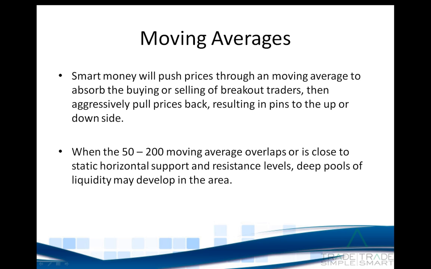So just like with the Fibonacci internal retracements, when the 50 or the 200 moving average overlaps or is close to static horizontal support and resistance levels, deep pools of liquidity may develop in the area. And just to stress again, the more of these manipulation levels that fall within a relatively narrow price range to each other, the deeper the pool of liquidity that is likely to build up, and the higher the probability of manipulation taking place in and around the area.